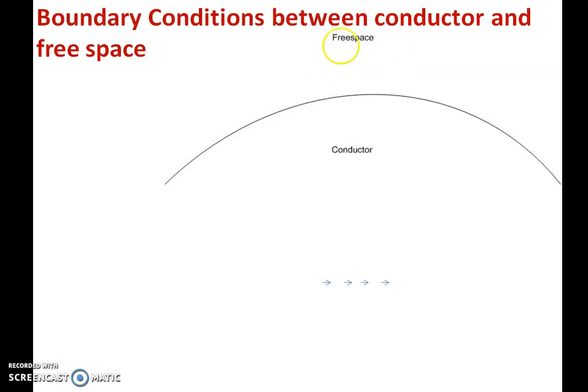Now when the field travels from this conductor to free space, we have to study the field and flux density at the boundary between the conductor and free space. First you have to find the electric field intensity at the boundary and the electric flux density at the boundary. So we have to observe these two. To find this, we use the properties of the conductor. We already studied the properties of the conductor.